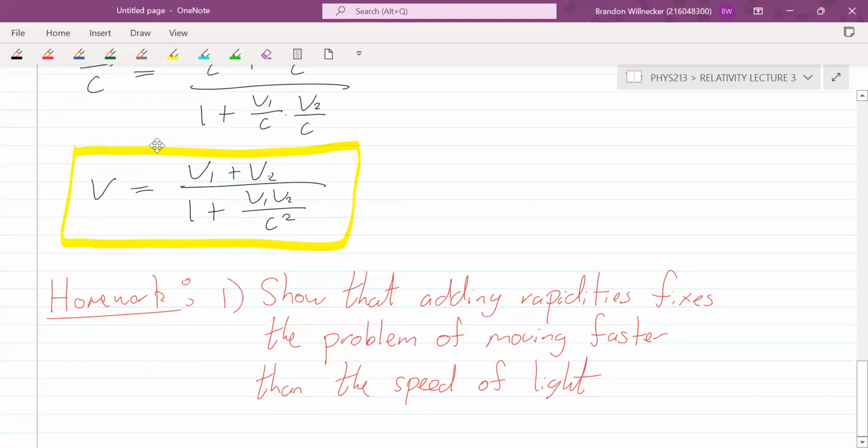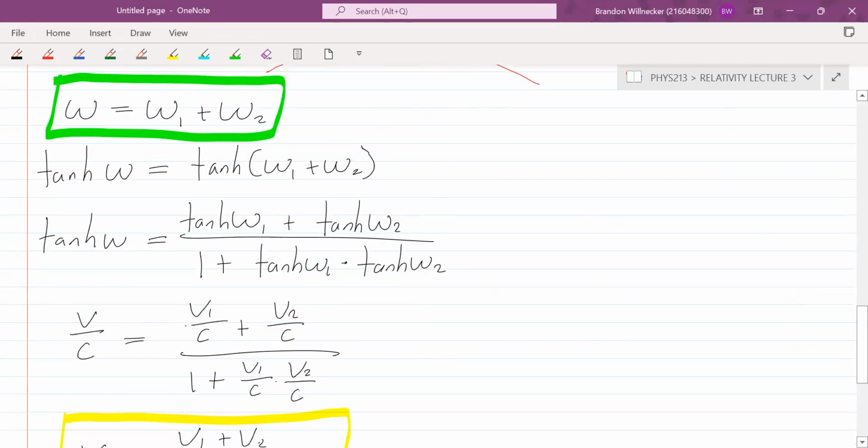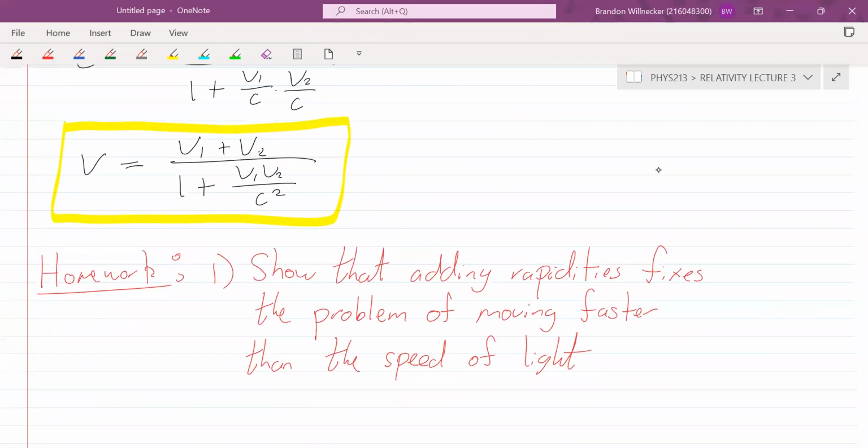Okay, so just one question there for this section. We've got this idea of rapidities: omega 1 plus omega 2 is equal to omega. Please show that this actually fixes the problem of moving faster than the speed of light.